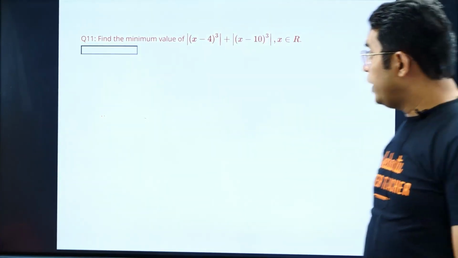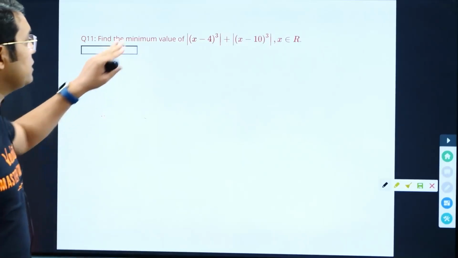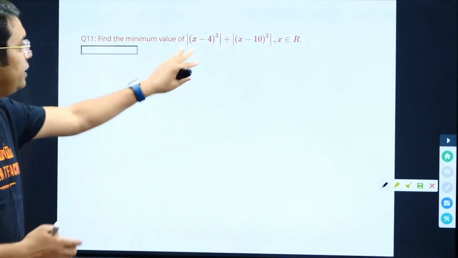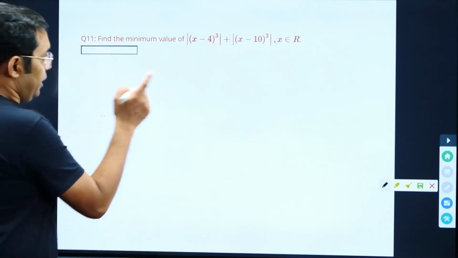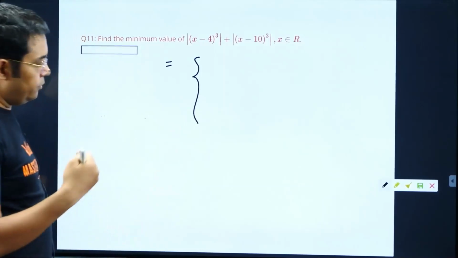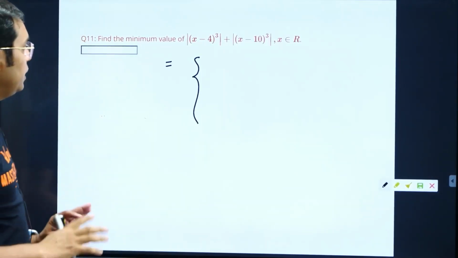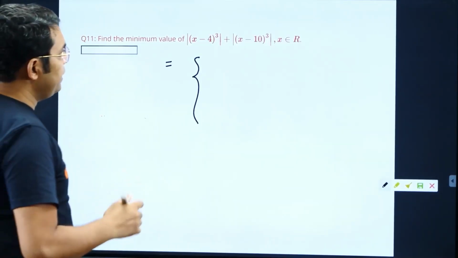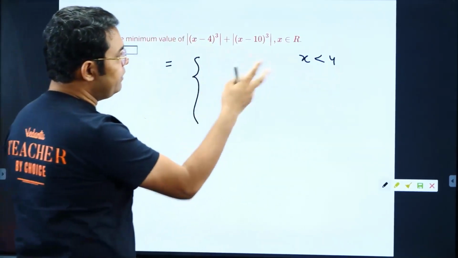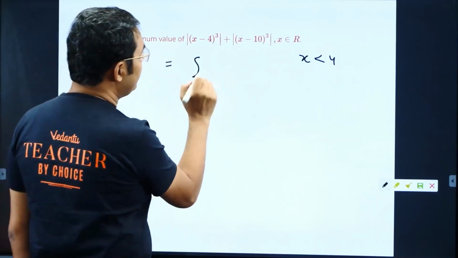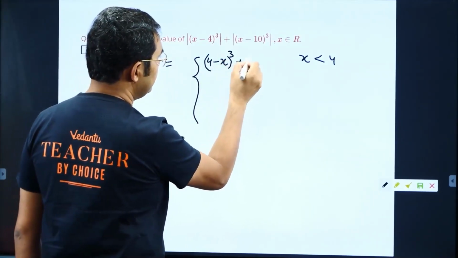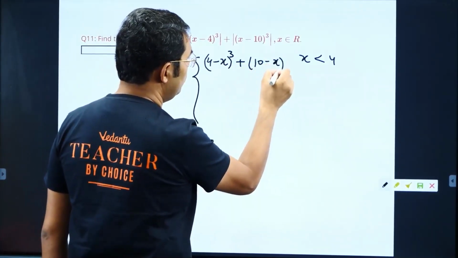Yeah, we have to find the minimum value of this expression, mod of x minus 4 whole cube plus mod of x minus 10 whole cube, where mod is applied separately. Now please understand, if we open this function for different values of x, and I remove the mod, then for x less than 4, both x minus 4 and x minus 10 will be negative, so it will become 4 minus x whole cube plus 10 minus x whole cube.